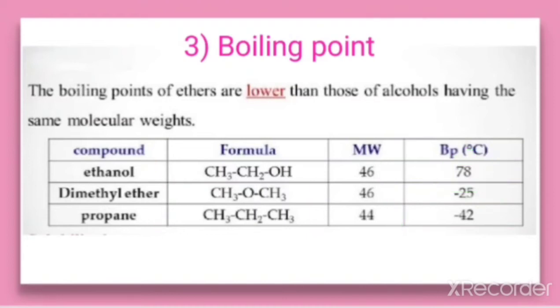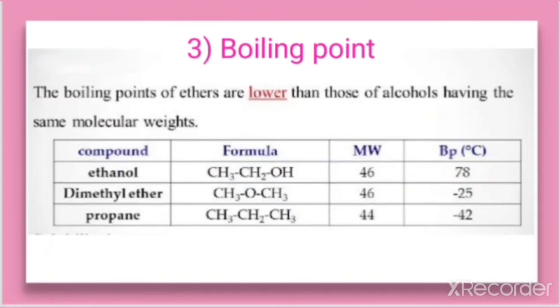because alcohol can form intermolecular hydrogen bonds, but ethers cannot form intermolecular hydrogen bonds. From this table, we can say that the boiling point of ethers is lower than that of alcohols having the same molecular weight, because the ethers cannot form intermolecular hydrogen bonds.